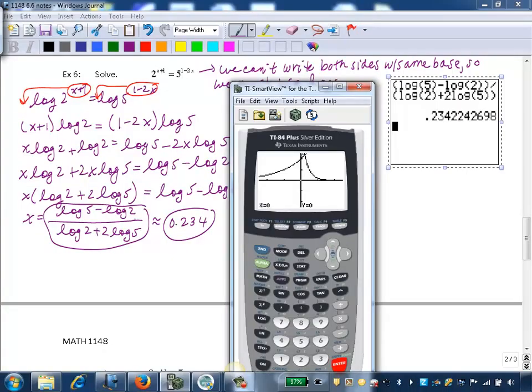And we can see they certainly look like they intersect right here, which we're assuming we're looking for that to be about 0.234. So we can calculate that intersection point, second trace, calculate the intersection, option 5. So there, is this the first curve, 2 to the x plus 1? Yes, hit enter. Is this our second curve, 5 to the 1 minus 2x? Yes, hit enter. And hit enter one more time. And there's our 0.234, so we just verified our solution graphically.